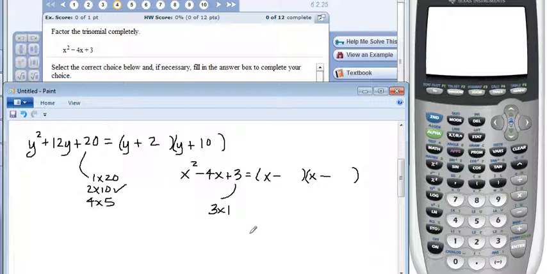We only have the one factor. Does 3 and 1 add to 4? Absolutely. Done. Okay, refoil. X squared. We have a minus x and a minus 3x for the minus 4x. Then we have the positive 3. Perfect.